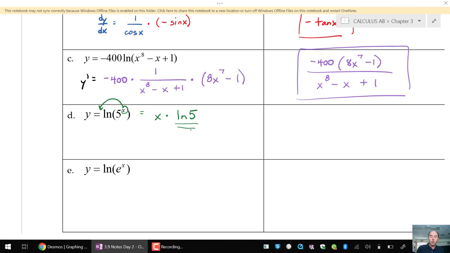Think of how you would write the derivative of 3x. If my function was 3x, the derivative would just be the constant of 3. This problem is no different. Natural log of 5 is my constant. It's natural log of 5 times x. So the derivative, y prime, dy/dx, would be just ln of 5.